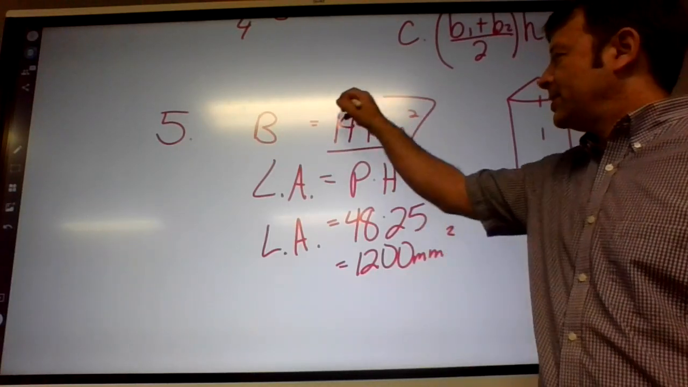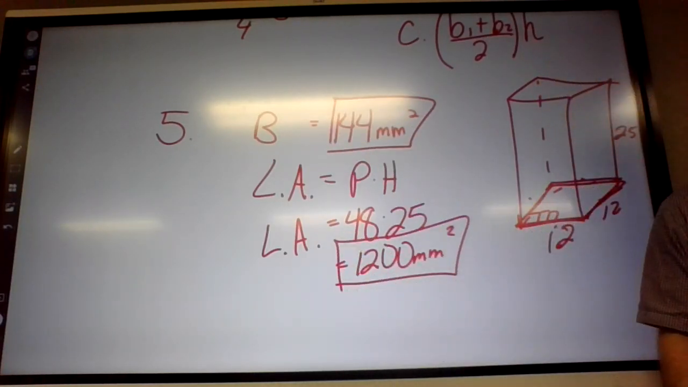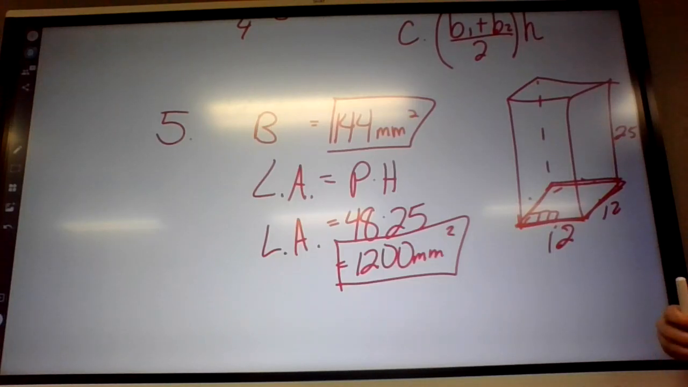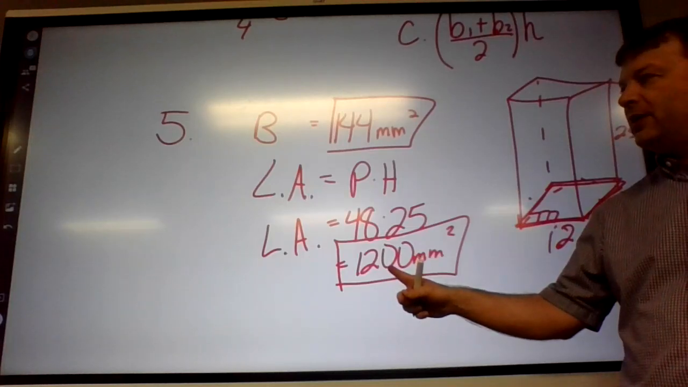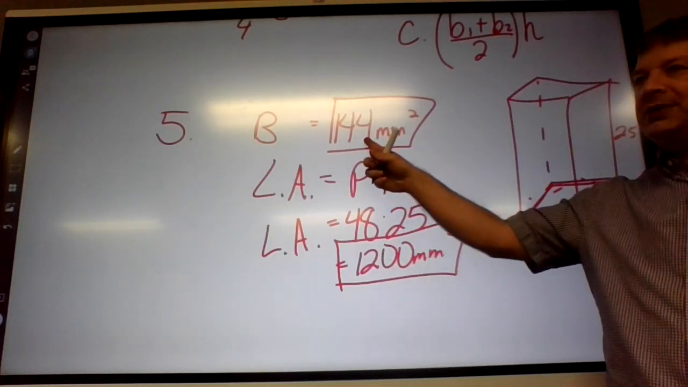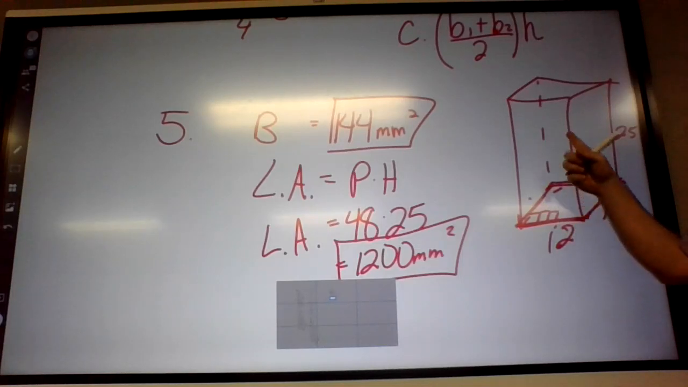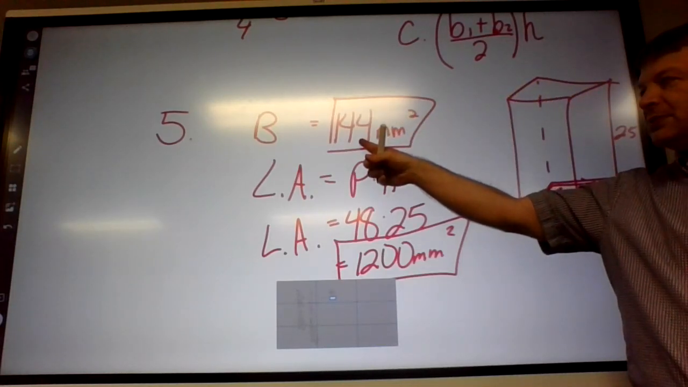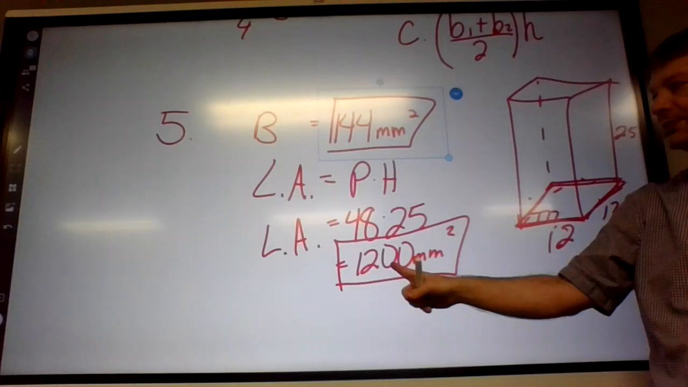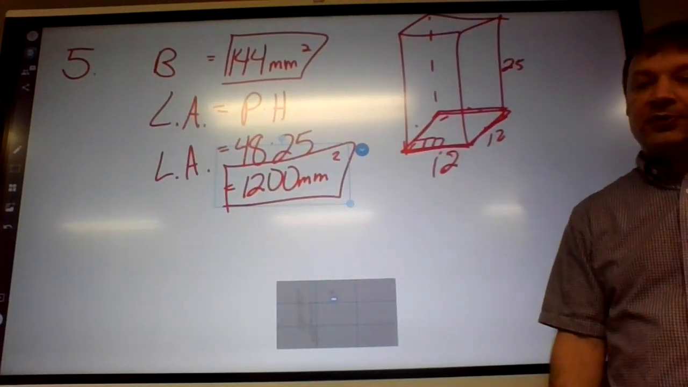Okay, so we have the base area and the lateral area. When they ask us for the total surface area, we would need the lateral area plus 2 base areas, because there are 2 bases. In this case, they're both squares. So we'd have to do 2 times this plus this. Okay, but on 5, they're not asking us for that.